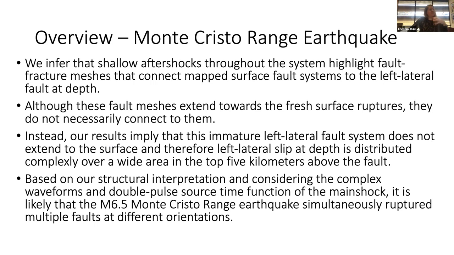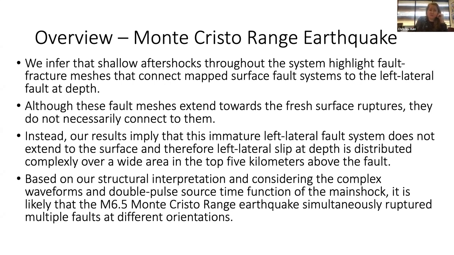To overview, we've inferred that these shallow aftershocks are rupturing throughout the system and highlighting these fault fracture meshes, which connect the mapped surface fault systems to these left lateral faults at depth. So basically the seismicity is telling us the story of how this left lateral vertical fault at depth is connecting to what we see at the surface. Although it's not a direct connection, it does tell us something about how the structure is working. It also implies that it's really immature and that it does not extend to the surface, and that the slip at depth is probably distributed over multiple faults and then distributed really widely. So that has implications at the surface.